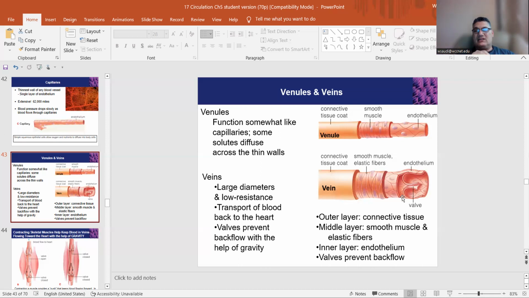How about the blood vessels that take the blood back to the heart? Veins. I think this is the basics. What's an artery and what's a vein? Direction of the blood. If you take the blood away from the heart, artery. If you take the blood back to the heart, vein. That's it. The other thing is the veins have valves. The arteries do not have valves. Good enough to know.